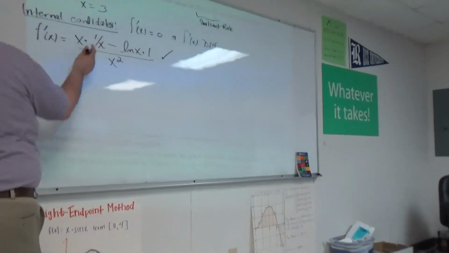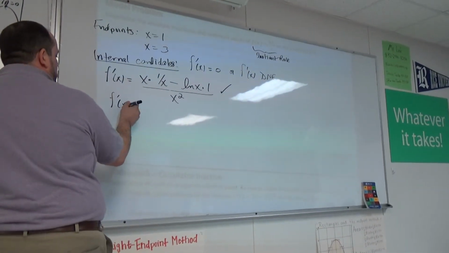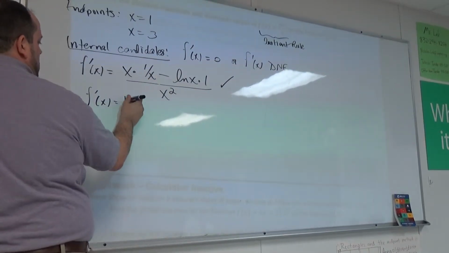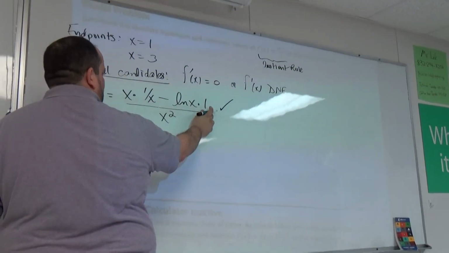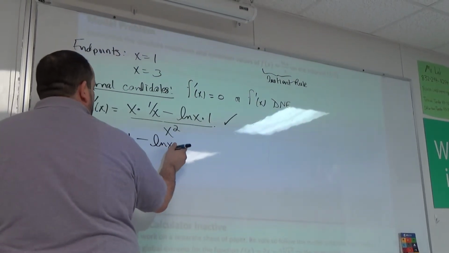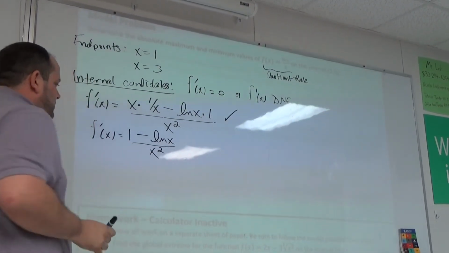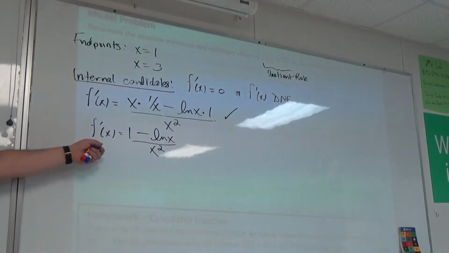Like, for example, x times 1 over x. X times 1 over x is 1. Natural log of x times 1, that's just the natural log of x. That's over x squared. This is my derivative.